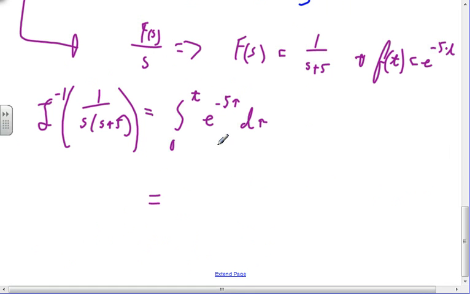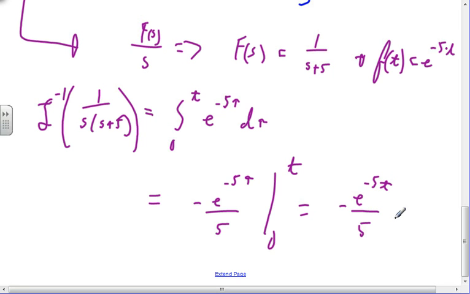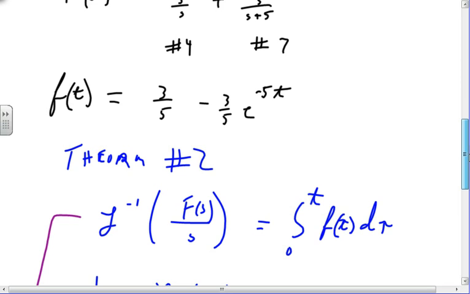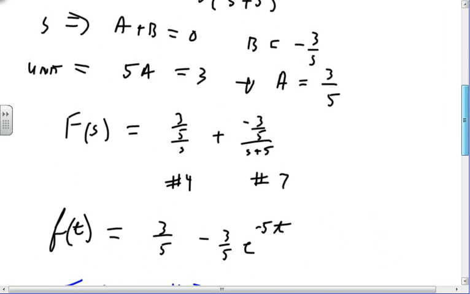Now, what's the integral of e to the minus 5t? So it'd be minus e to the minus 5 tau over 5 evaluated at 0 and t. So that would be minus e to the minus 5t over 5 plus 1/5. Is that the answer I have? I have 3/5.